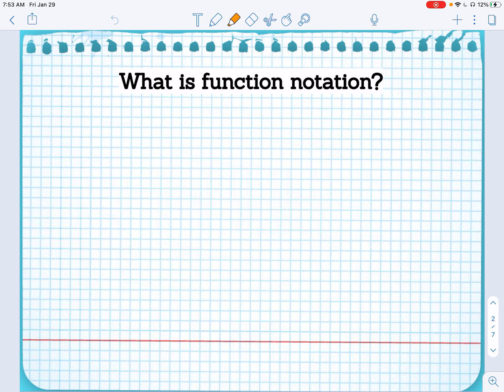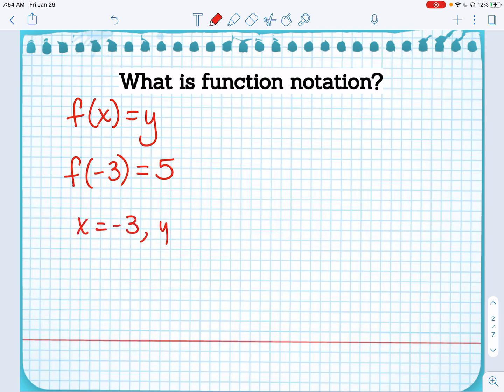So for instance, we know that f of x, kind of like fancy y, it's a way of saying that the relationship we're looking at is a function, that for every input there's exactly one output, that the relationship passes the vertical line test. So for instance, if you were given the function notation statement f of -3 equals 5, that lets you know that when x is -3 on this particular function, y is 5.